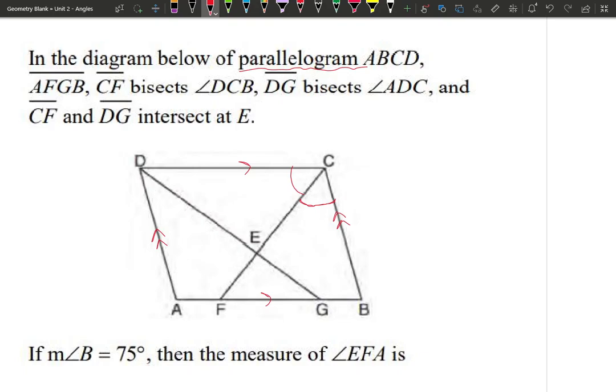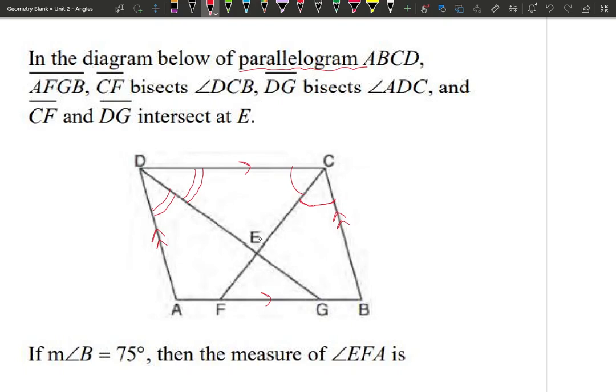DG is this line, bisects angle ADC, so it's bisecting this angle over here. So I'm going to put a double and a double, and again I'm going to make them a little bit offset to show that I'm talking about two separate angles. And CF and DG intersect at E.